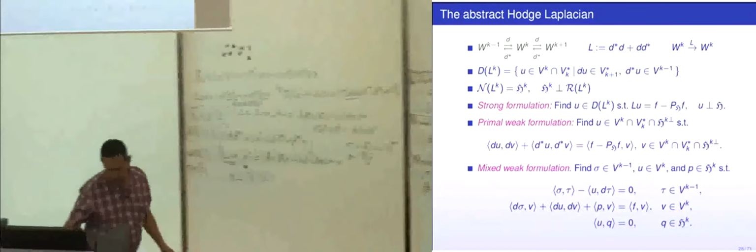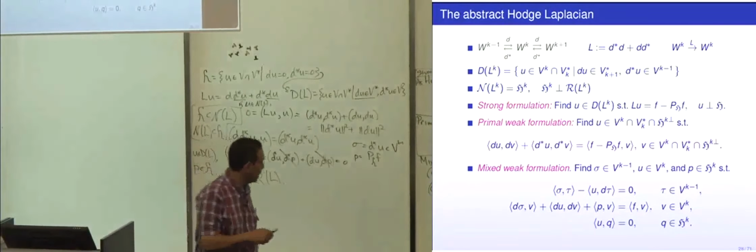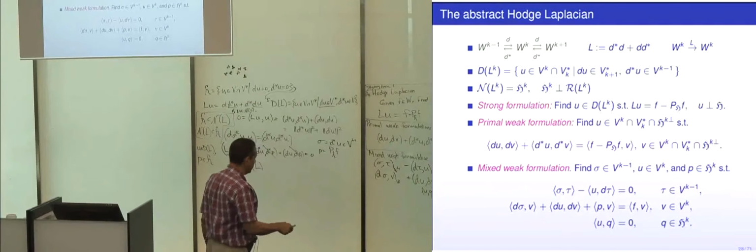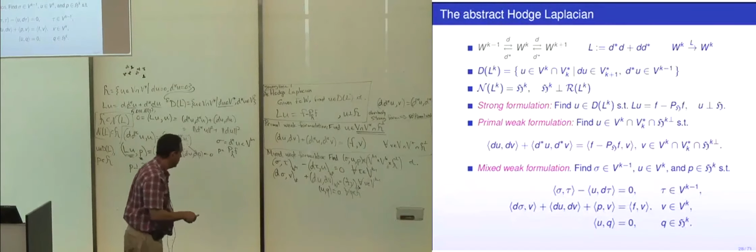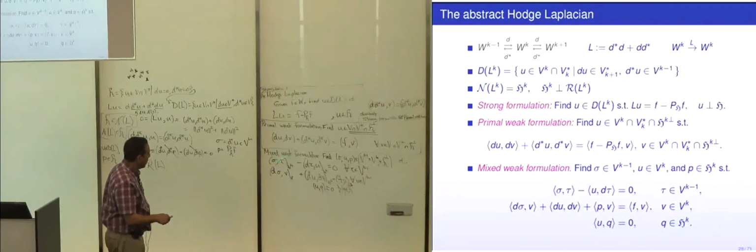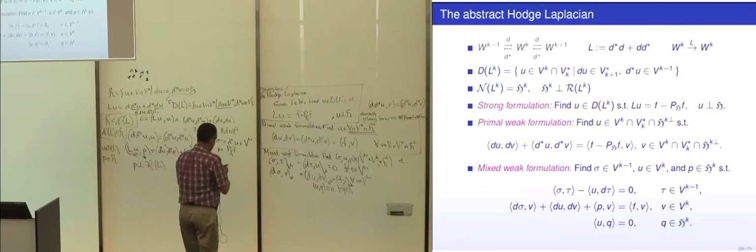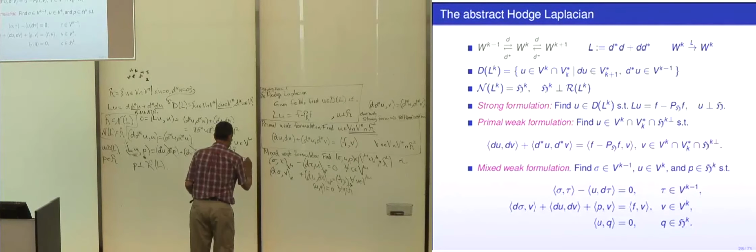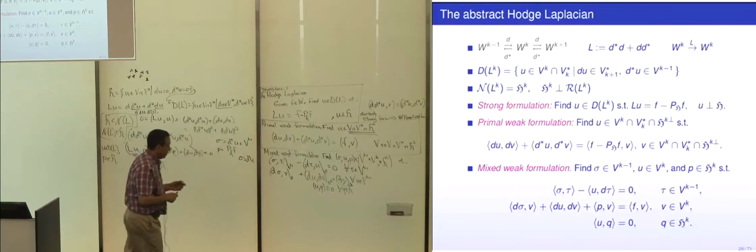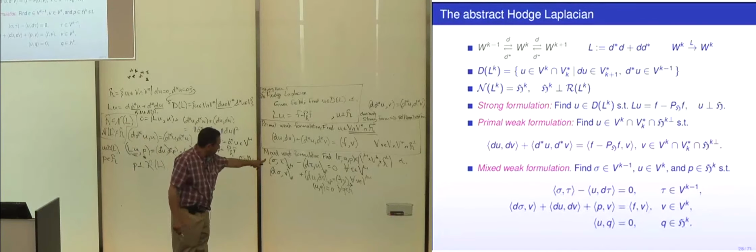So let's look at this and see that this makes sense. Well, it makes sense, certainly. All the inner products make sense. All the d's make sense, and they're just L2 and W inner products. The first line is nothing other than the definition of sigma being d star u. So the first line, all I've written down is what it means for sigma to be equal to d star u.